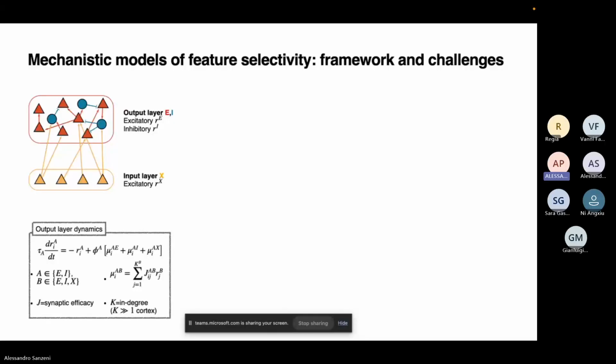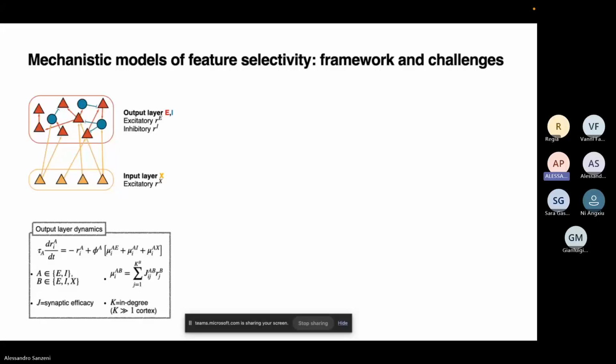Let me just set up the framework first. The models can be formulated in a framework in which there is an input layer that drives the activity of an output layer. And the activity of neurons in this output layer, which is made up of excitatory and inhibitory neurons, is described by the standard rate dynamics, in which each neuron is described by its rate that evolves, driven by the input that the neuron receives from the other cells, passed through a nonlinearity that is the single neuron input-output function.